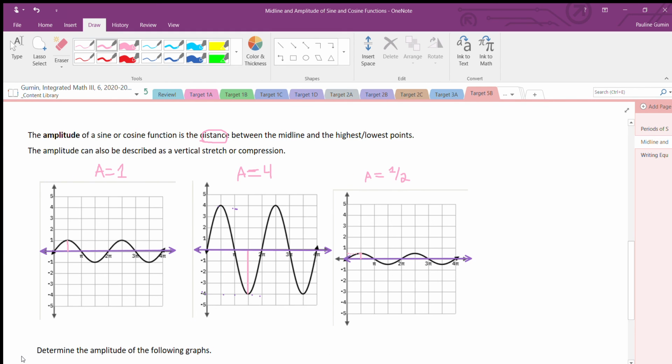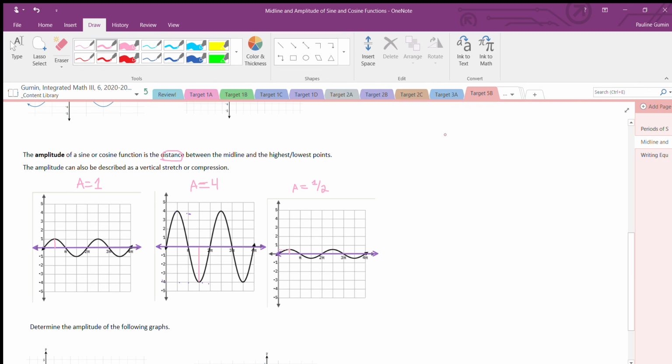Okay, so the midline, once again, is the middle of our graph, and the amplitude is the distance between the lower or higher point and the midline. It will always be the same distance because a midline cuts something in half, and when it's cut exactly in half, then the distance is equal from top to bottom. The amplitude will always be positive because it's a distance. Okay? Wonderful. Not too bad.